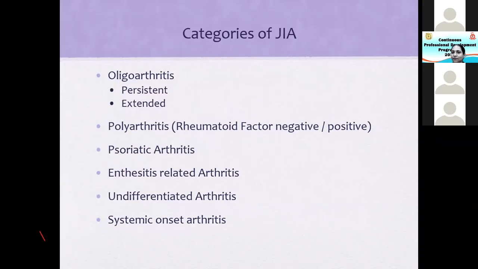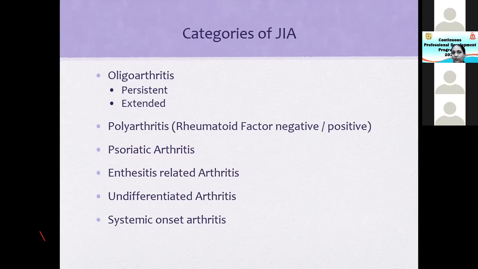What are the categories of JIA? We have a few categories. We have oligoarthritis. What is oligoarthritis? Oligoarthritis is where the number of joints involved is four or less. And in oligoarthritis there will be two subtypes, persistent and extended. Persistent is where the number of joints is less than 4 right throughout the disease process. Extended is where after about 6 months there will be more joint involvement, and these children can have polyarthritis.